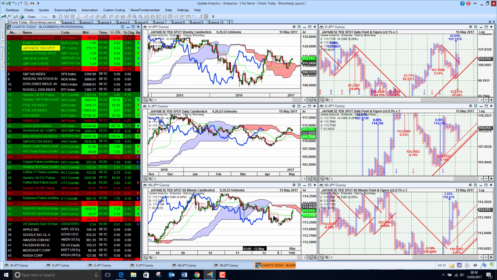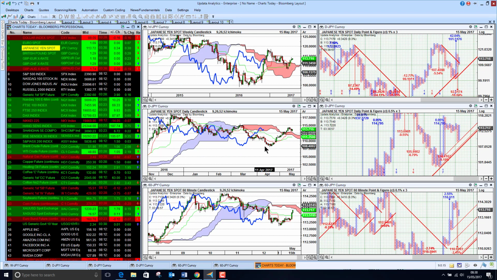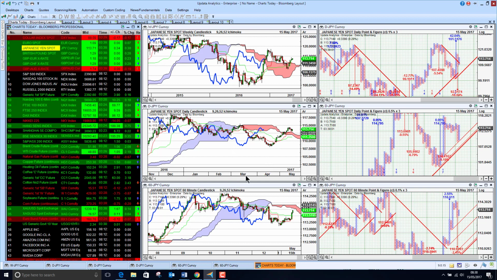Japanese yen, dollar falling away here as well. So we're bearish, bearish, bearish really. So just seeing that yen strength just kicking in at the moment, but it is fairly short-lived.